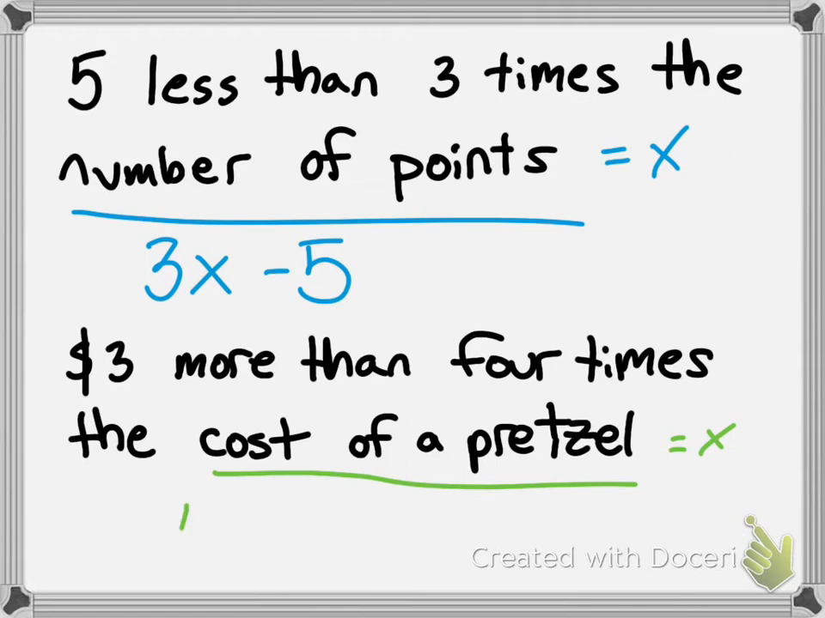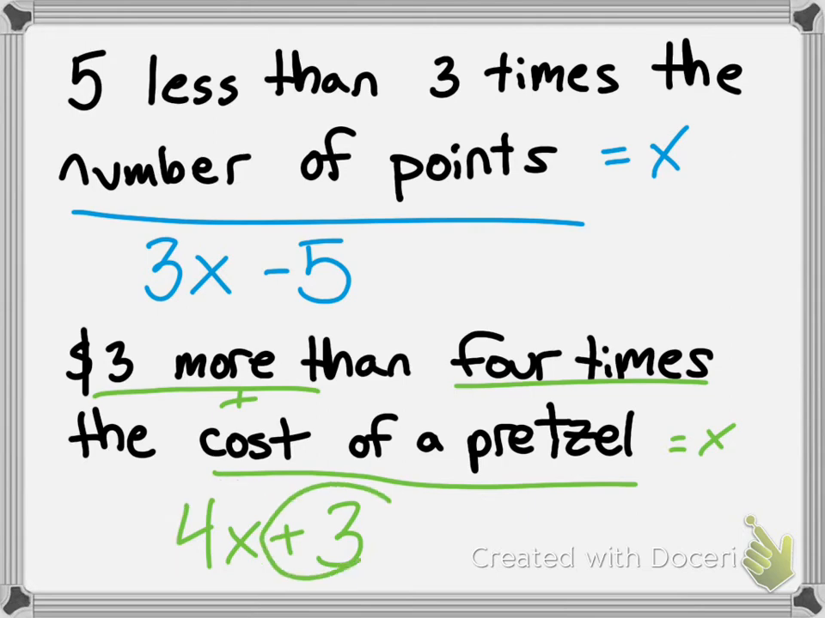4x plus 3. How did you know that? Because $3 more means plus, and then 4 times means multiply, right? Yeah, 4 times. Excellent. So we see 4 times the cost of a pretzel, and then 3 more than that. So we put it like that. It says than, it always comes after. Mind you, if we're doing addition it doesn't matter where it comes, in the beginning or after, but it's always better just to follow it.